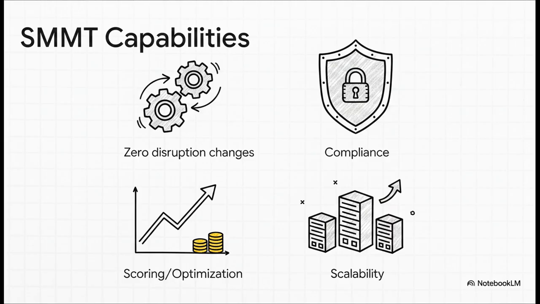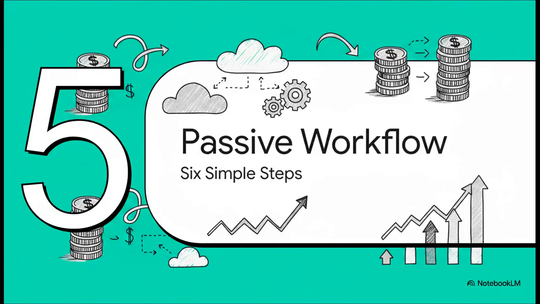Third, dynamic open RTB scoring ensures your data is automatically optimized, meaning you earn market rate revenue when brands bid on it because it's assessing the quality of your profiles in real time. And finally, whether you have 500 customers or 500,000, SMMT scales to fit your business perfectly, effortlessly growing right alongside your expanding audience. Let's move to Section 5, the SMMT passive workflow.